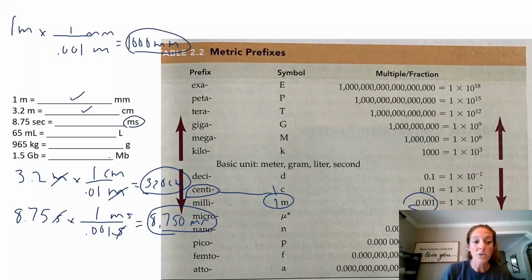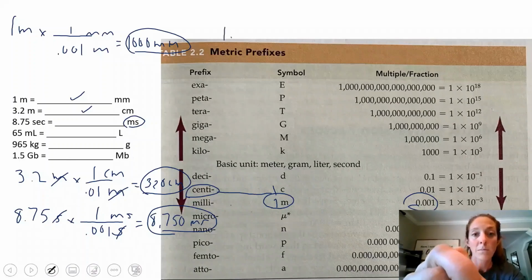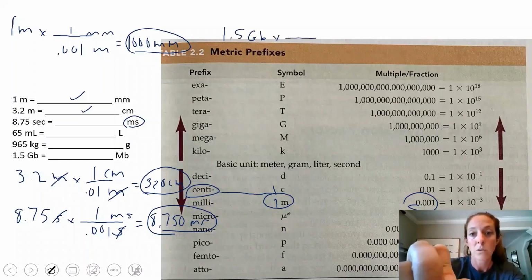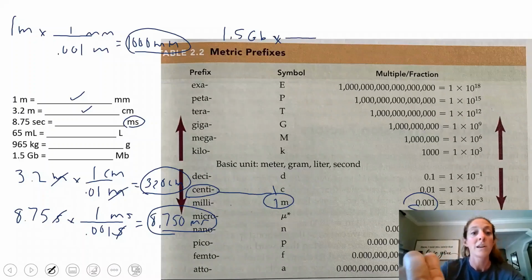This last one is a little bit tricky because I'm going from prefix to prefix. My suggestion is to go back to your base first. So if I'm going from gigabytes to megabytes, I would go from gigabytes to bytes, bytes to megabytes. So if I were to set up this last one, I would say 1.5. Okay, so what do I want to get to before I get to my end product? I want to get to just my base.